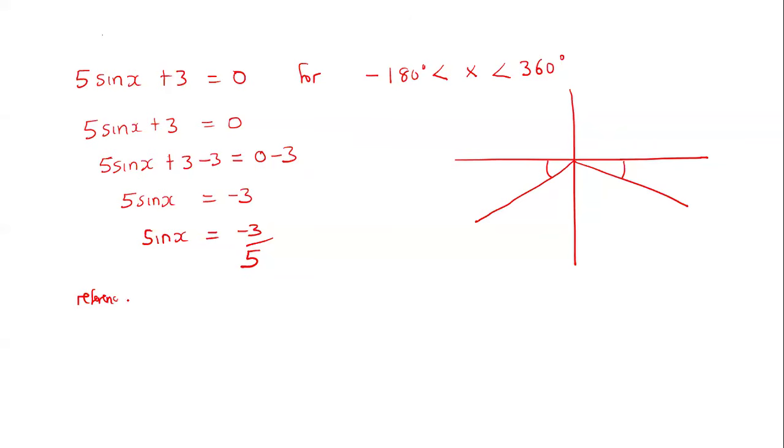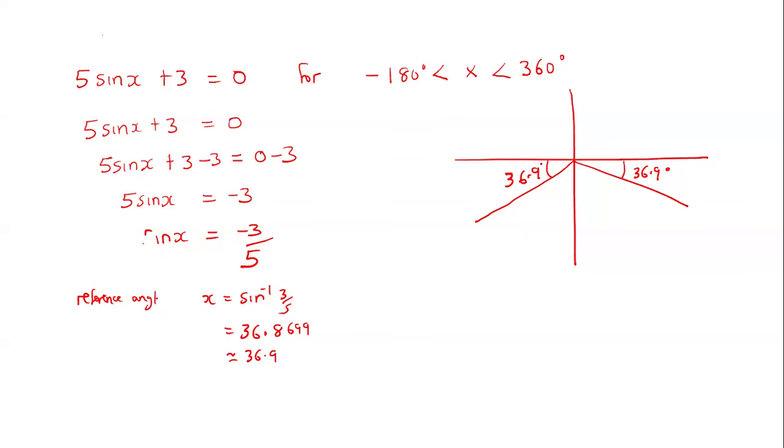My reference angle was 36.9 degrees. Okay. But since we know our sine x was negative, it means we are going to find our reference angle in the third quadrant and fourth quadrant. In the third and fourth. Yes.